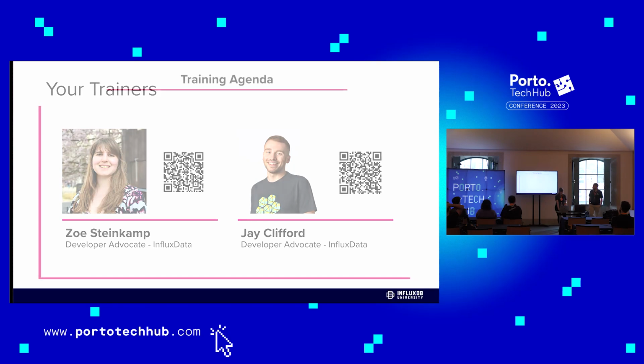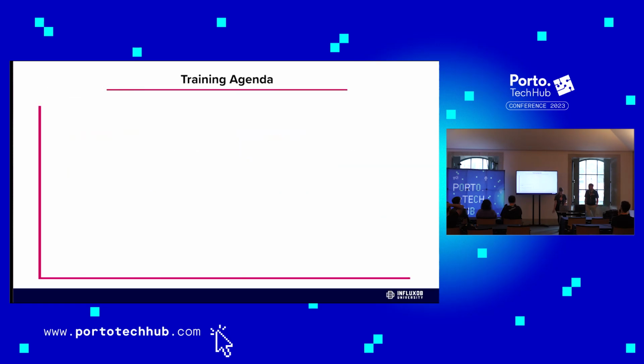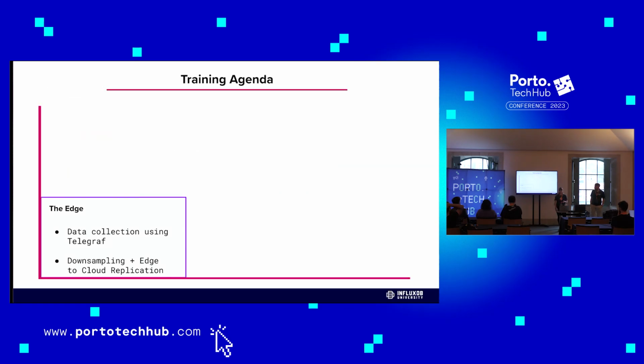So for the training agenda today, we're going to be starting with the edge. So we're going to be going over data collection using Telegraf, which is an open source ingestion agent. There's about 300 plus plugins. Today we're going to be focusing on the MQTT one, but this kind of workshop could be done with any of the plugins that are available. From there, we're going to practice a little bit of downsampling, which is basically just cleaning up the data before you send it up to your cloud account.